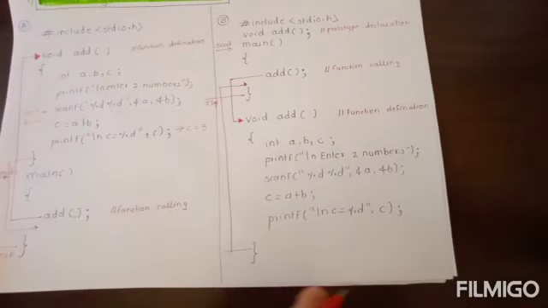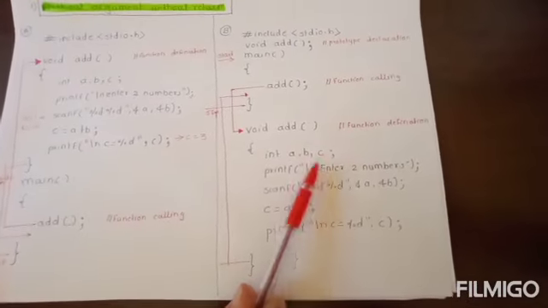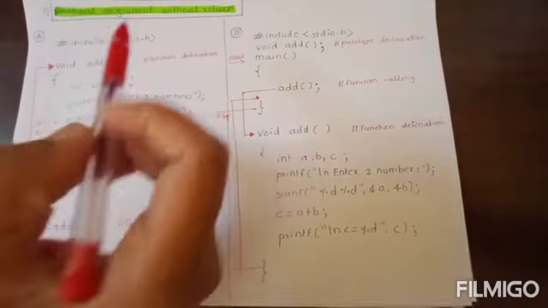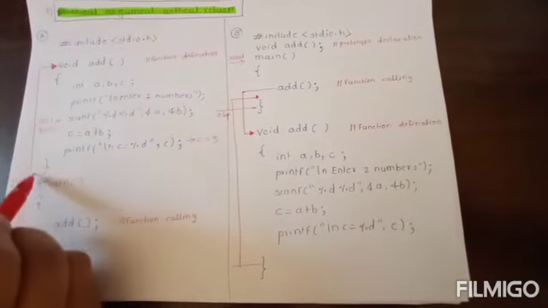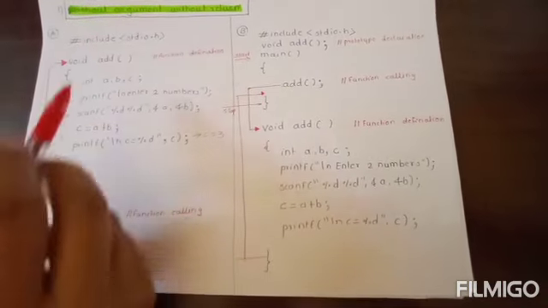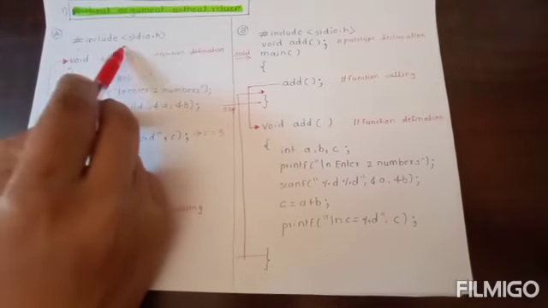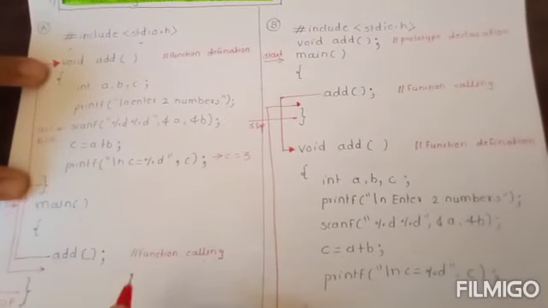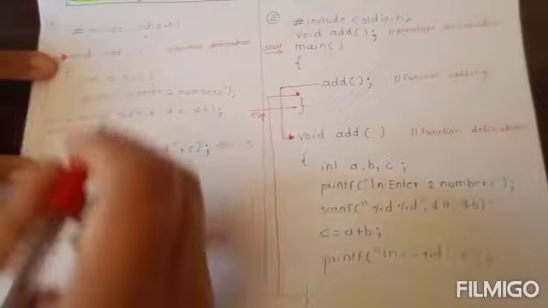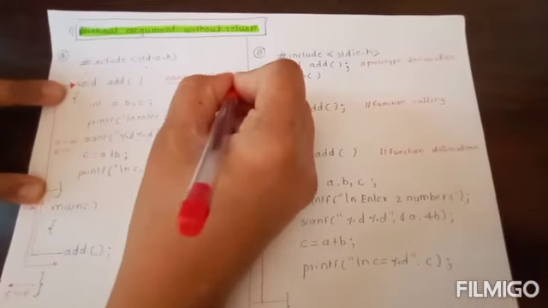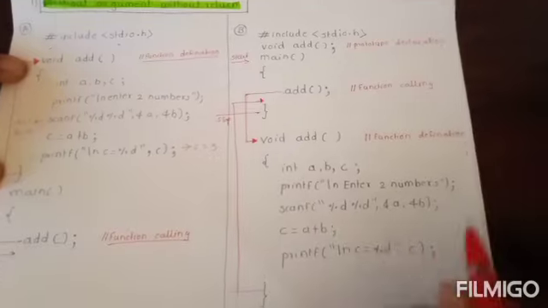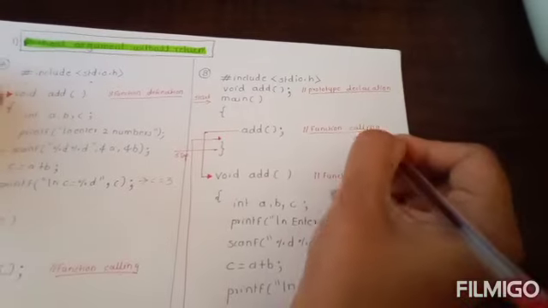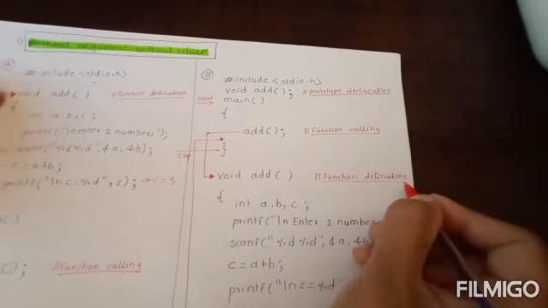Okay, so if you observe here, the same task is performed using two styles. First, if I add this user defined function before main, then here we do not include the prototype declaration, we directly write the definition. So here we require only function calling and function definition. Whereas in the second style, we require a prototype declaration, then function calling, and then function definition.